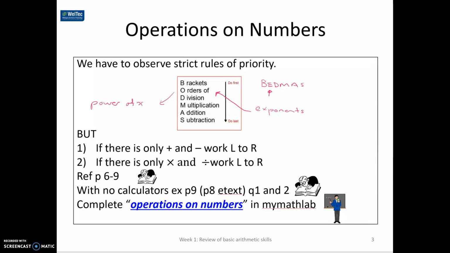So that is the order that you have to do things in, unless there's only plus and minus, in which case you work left to right. And if there's only times and divide, then you work left to right as well. If you're working with your e-text, this is all on page 8, and you might look at questions 1 and 2 on page 8. After you've done that, you can work on operations on numbers in MyMathLab.